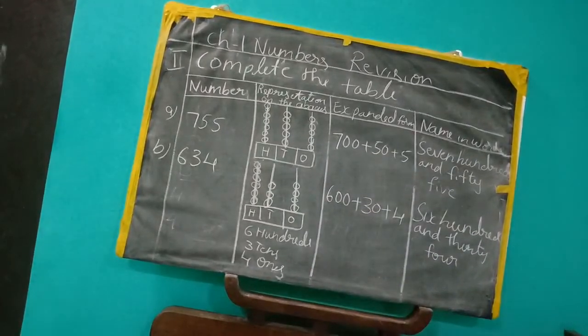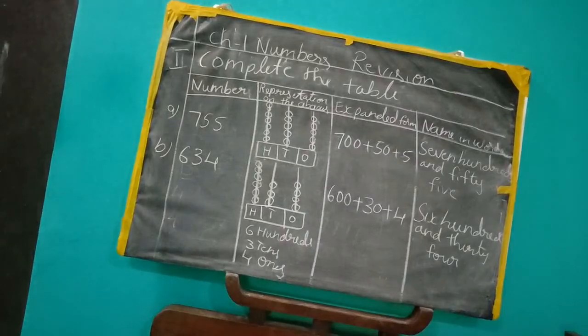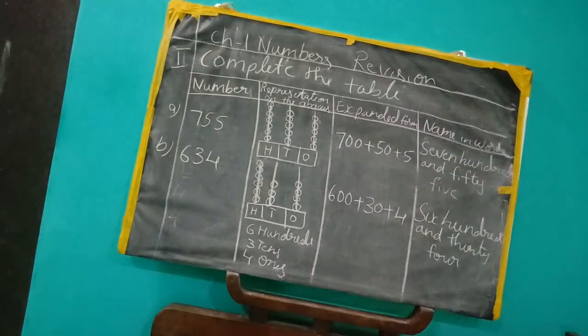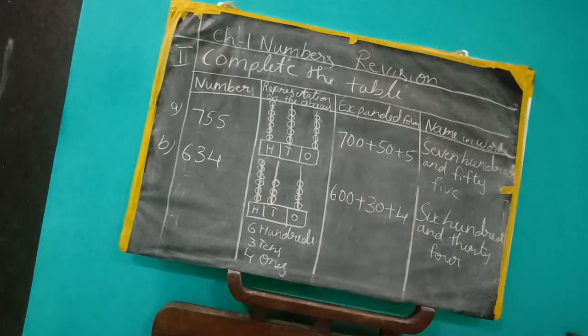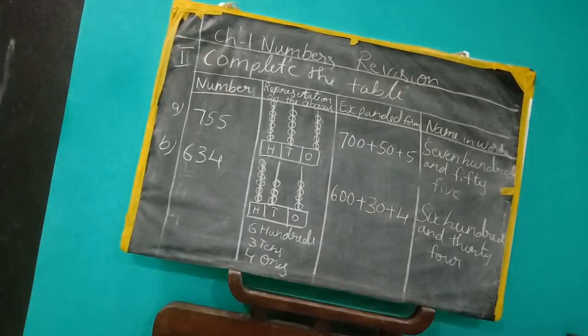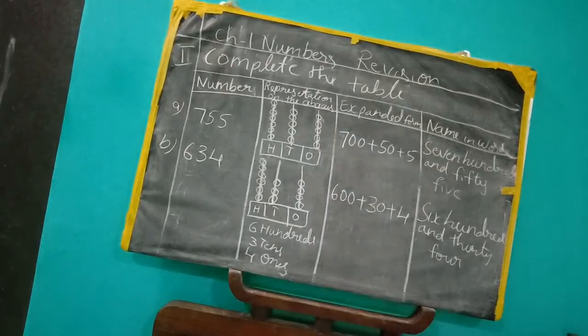See how many columns? 4 columns. Number, representation on abacus, expanded form, name in words. Okay, you should do this.